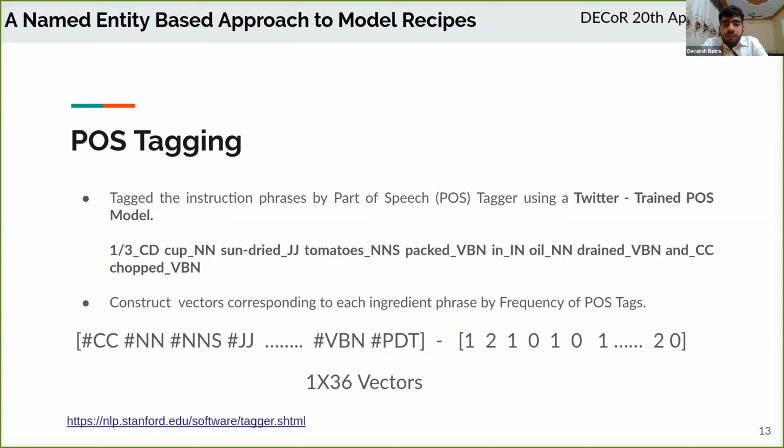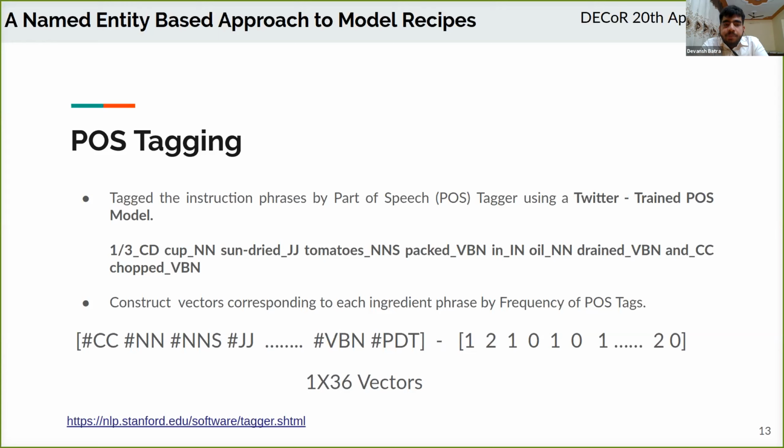Now I will explain how we actually went about finding the entities which were represented before. First of all, we tagged the entire corpus of RecipeDB using the Stanford POS Tagger, and this gave us word vectors corresponding to each ingredient phrase, which give us the frequency of the POS tags present. The Stanford POS Tagger supports 36 POS tags, so the output would be a 1 cross 36 vector for each phrase, where each value in the vector corresponds to a POS tag.